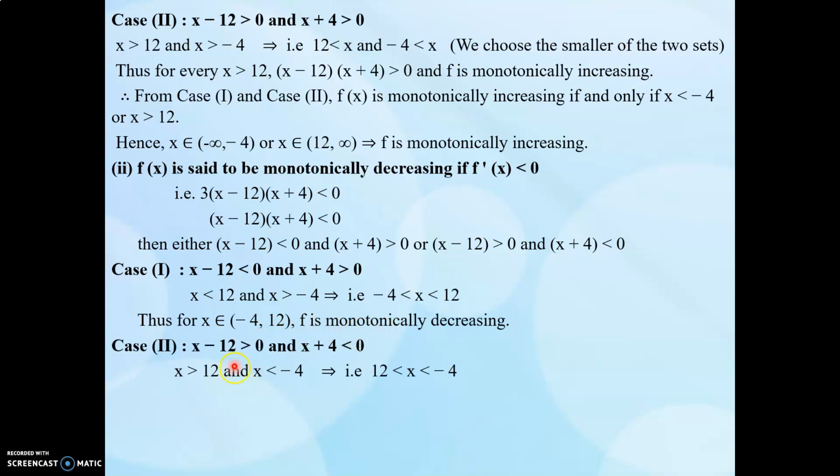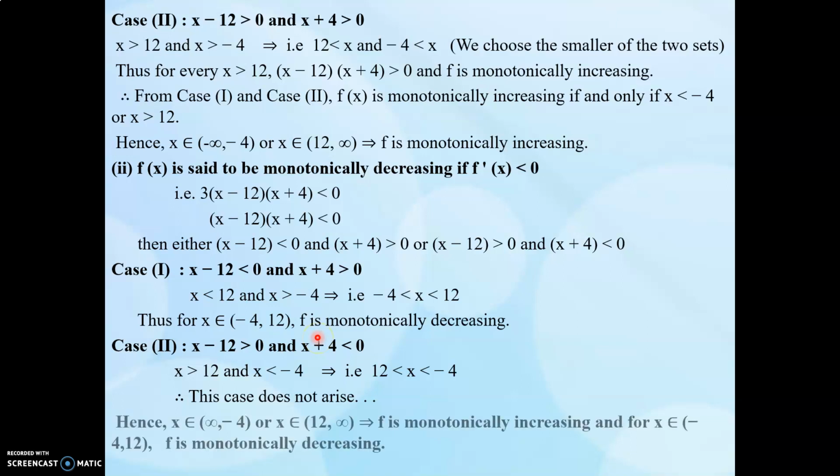In case 2, it is not possible because x is greater than 12 and x is less than minus 4 you will get. This way it is not possible because minus 4 is less than 12. So we can't combine these two like this. If you combine, you will get it, but you can understand this is not possible because 12 is not less than minus 4. So this case does not exist. So the only case for the decreasing interval is x belongs to open interval minus 4, 12. So that is the answer for this question.